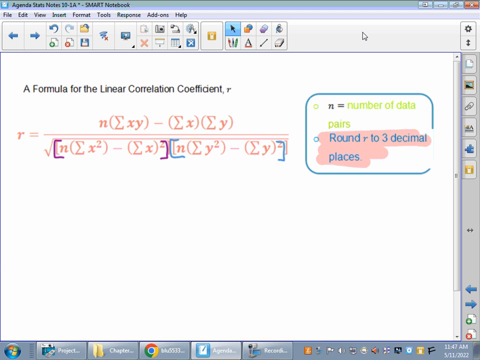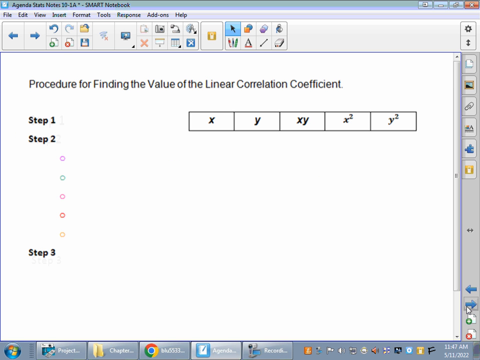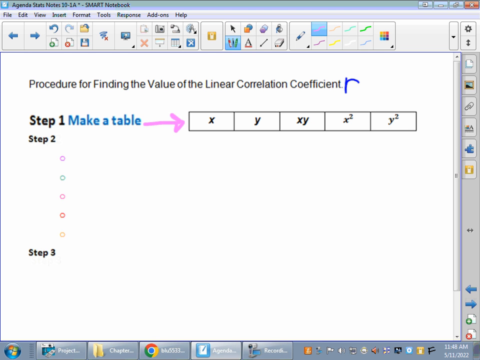So let's do just a quick step-by-step, and then we'll do an example. Here we go. So procedure for finding the value of the linear correlation coefficient R. So steps 1 and 2 kind of go together. So step 1, make a table. Step 2, we're going to fill out. Notice this is the table that you should probably have. You need to include your x values, your y values, those will be given, your product of your x times y, your x squares, and your y squares.